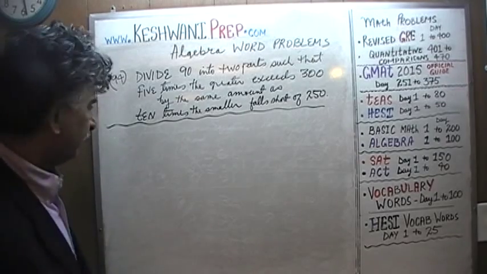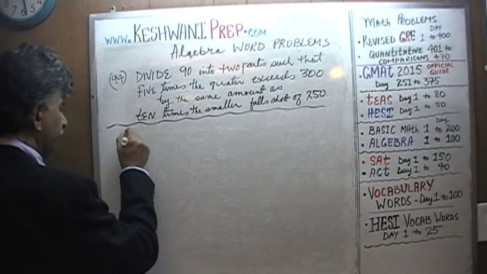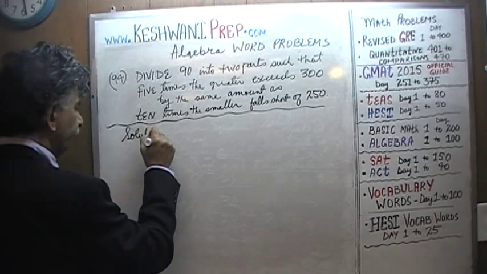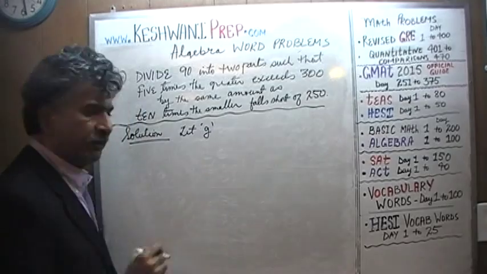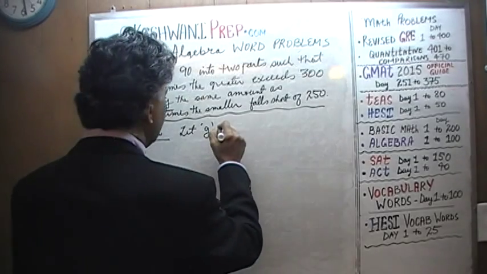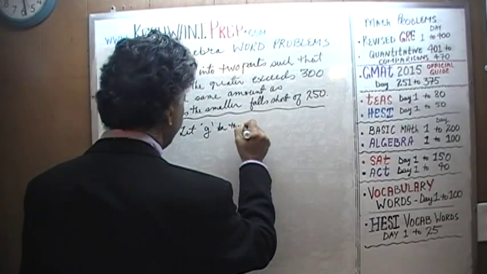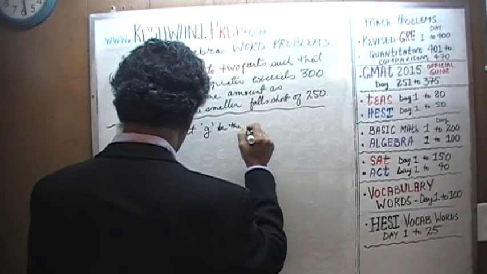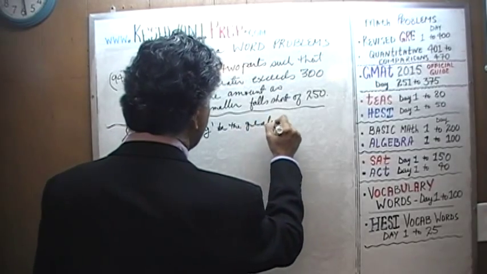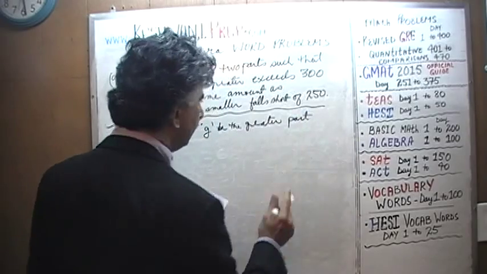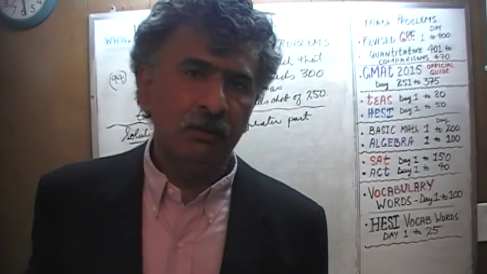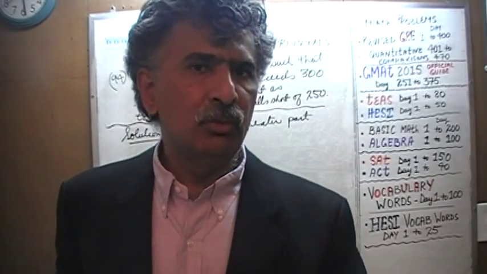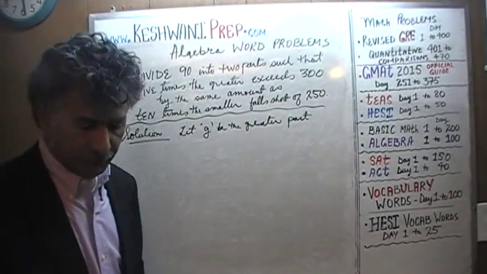First, let's define our variable. Here's the solution. Let G be the greater number. Not greater number, but rather the greater part, because what it is telling us is that we're going to divide 90 into two parts, hence the greater part.